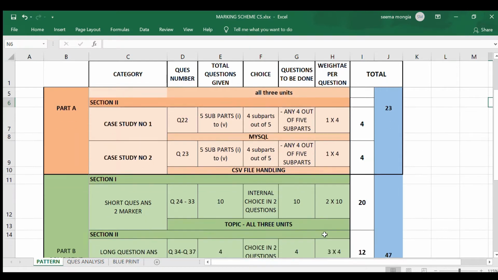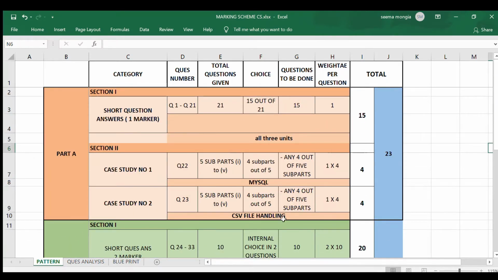First of all, if we see the complete paper, it is divided into two parts clearly, part A and part B. Part A will consist of two sections, section 1 and section 2. Section 1 will be completely objective type, where it will cover one word answers, one line answers, or maybe MCQ, true/false, fill-ups. All these questions will be appearing. These questions in section 1 are covered from your complete syllabus, from all three major units, that is your Python, your networking and MySQL.